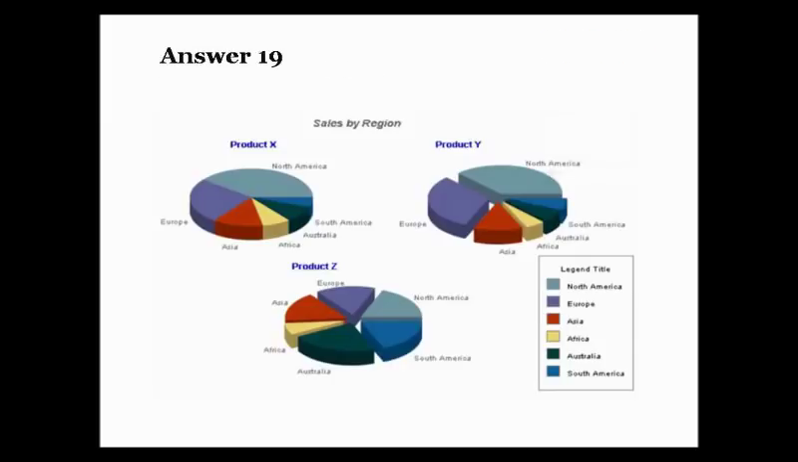The pie chart gives information about the sales by region. To begin with, we can see that the categories in comparison are North America, Europe, Asia, Africa, Australia, and South America. According to the graph, for product X, North America occupies the largest proportion, while South America occupies the smallest proportion. Last but not least, for product Y, North America occupies the largest proportion, while Africa occupies the smallest proportion. In conclusion, product Y and product Z have the same distribution.